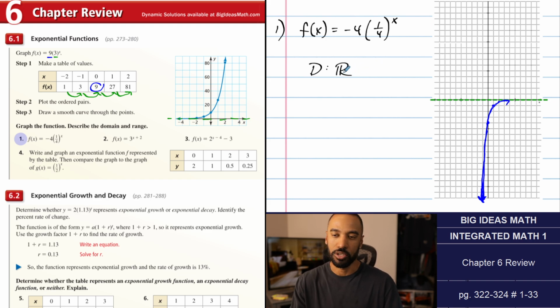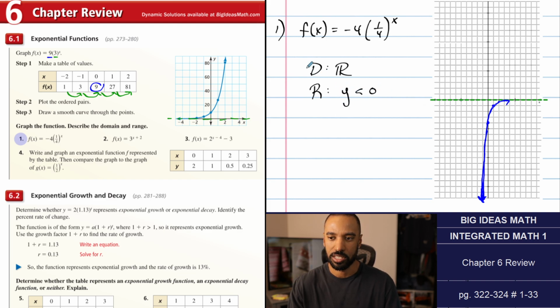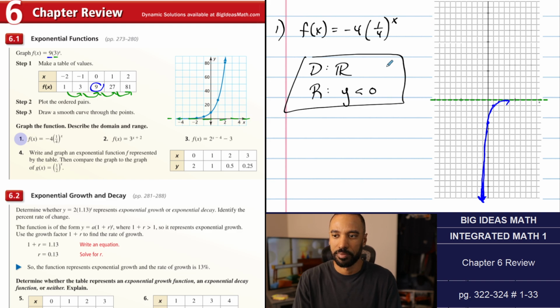You can hit any x value you'd like and get a y value. As far as the y values, though, you're limited to only negative numbers. It never even hits 0. Y is less than 0 is our set there. And that is number 1.